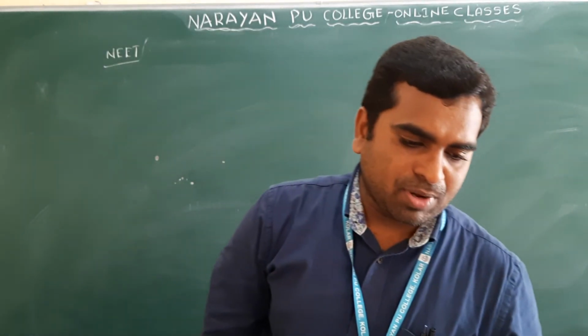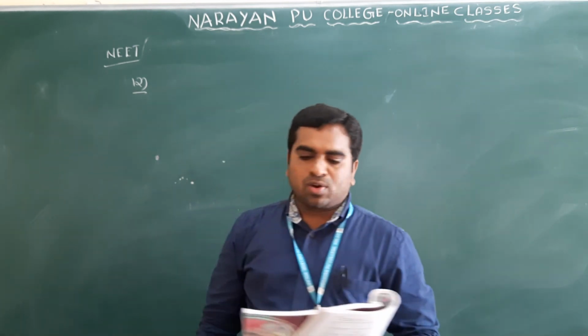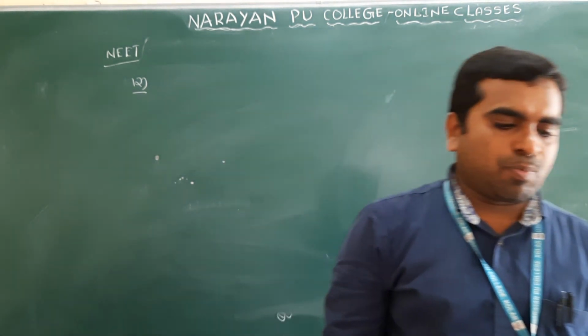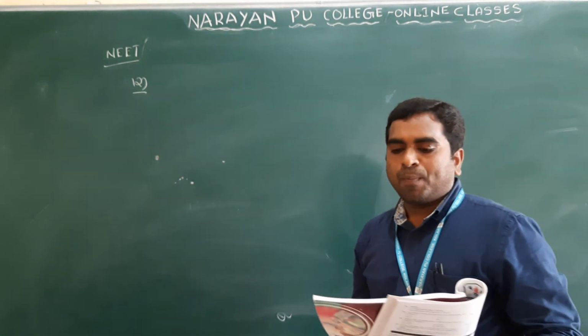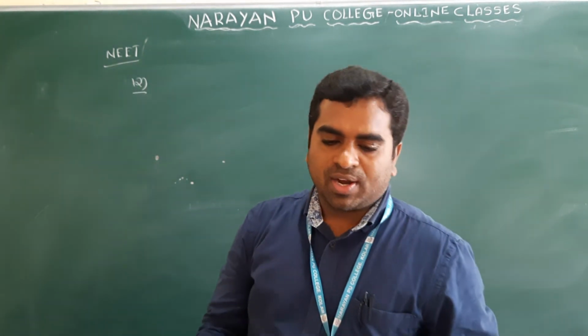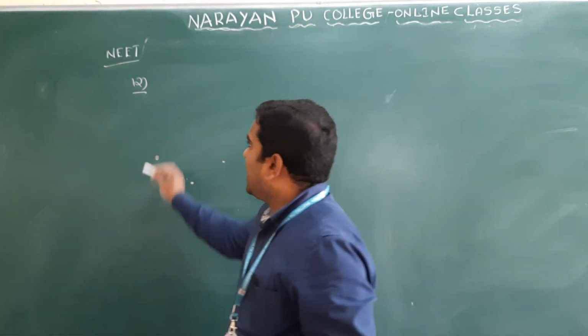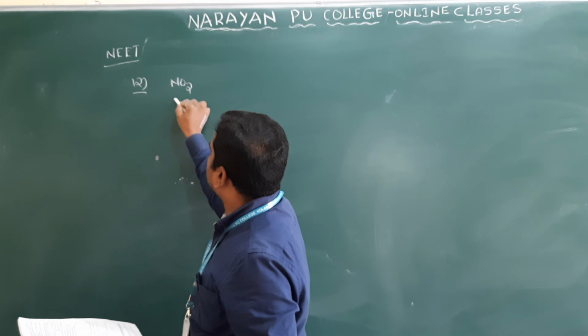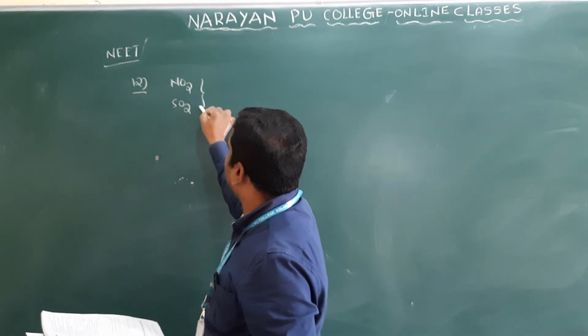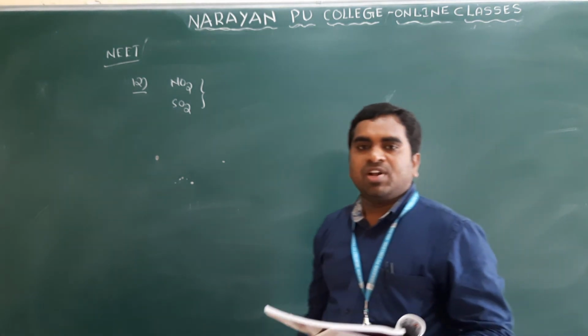Next one. See question number 12. Nitrogen dioxide and sulfur dioxide have some properties in common. Which property is shown by one of these compounds but not the other? Clear? It is soluble in water. Both NO2 and SO2 are soluble in water. Clear? It is used as a food preservative.